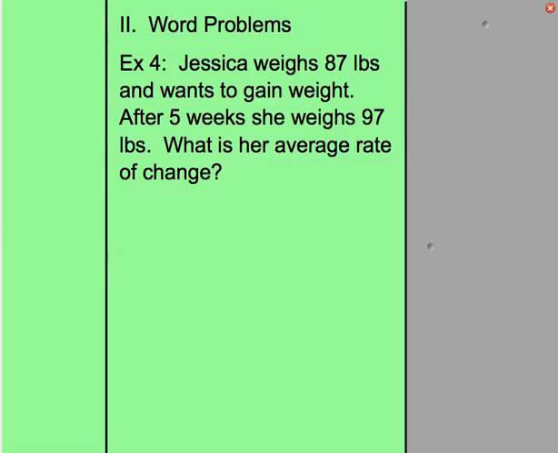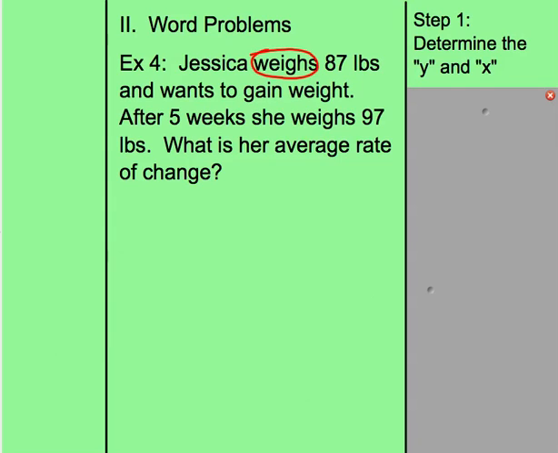All right, so our first example: Jessica weighs 87 pounds and wants to gain weight. After 5 weeks, she weighs 97 pounds. What is her average rate of change? First of all, we need to figure out what the y and the x are so that we can figure out change in y over change in x. That's how we get our rate of change. Another way to do this is to ask yourself, what are the two things that are changing? Well, the first thing that changes is her weight. The second thing that changes is the time.